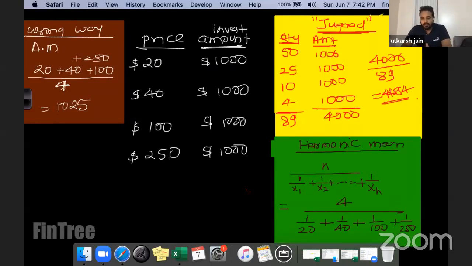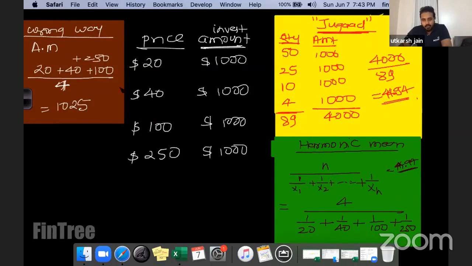Let's see if we do. I'm doing it on my calculator, and you try doing it on yours. First I'm going to solve for the denominator: 1 divided by 20, then 1 divided by 40. I'm using a memory function in the calculator. If you don't know how to use it, don't worry, I'll show it to you next class. And 1 divided by 250. So STO 4. And then 4 divided by, let me get all the calculations in place. And when I do this, I get exactly the same answer, 44.94. That is my harmonic mean.